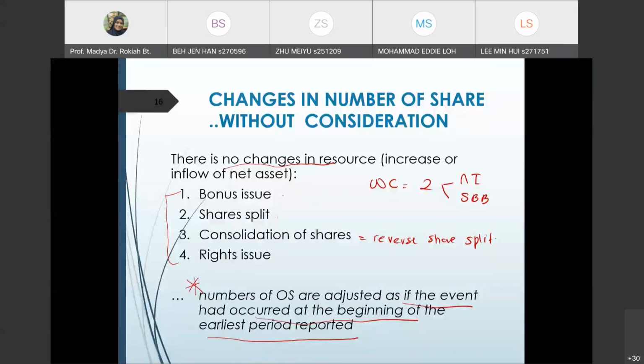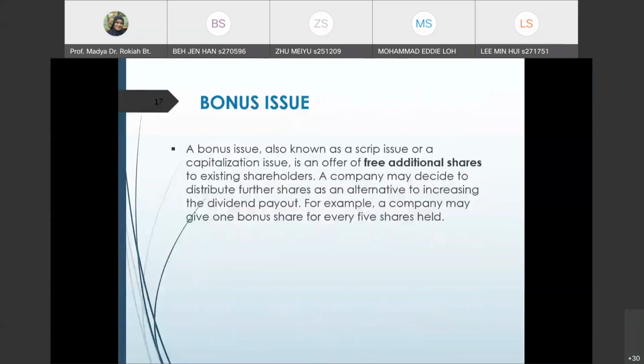So to look at here, the first one is a bonus issue. A bonus issue is also known as a scrip issue or a capitalization issue. It offers free additional shares to existing shareholders. This bonus issue is only offered to the existing shareholders. The company may decide to distribute further shares as an alternative to increasing a dividend payout. So most of the time, the bonus issue is given as a dividend.